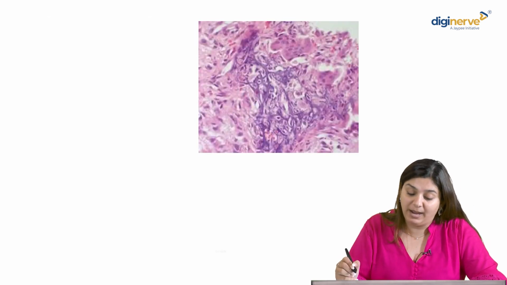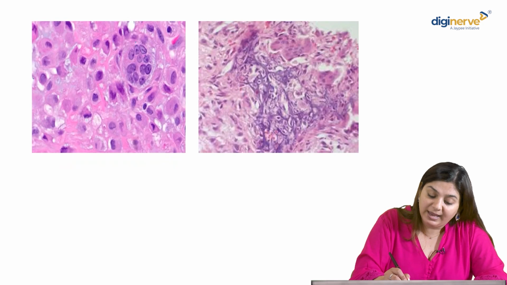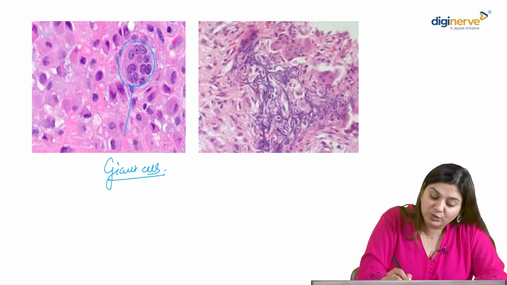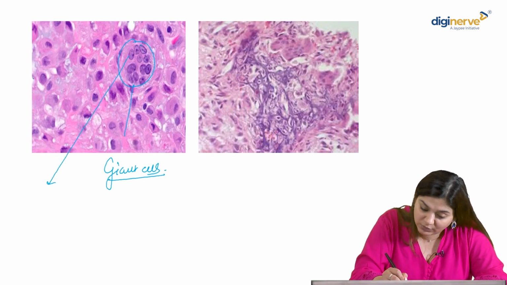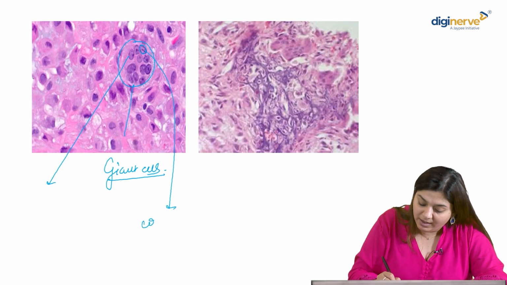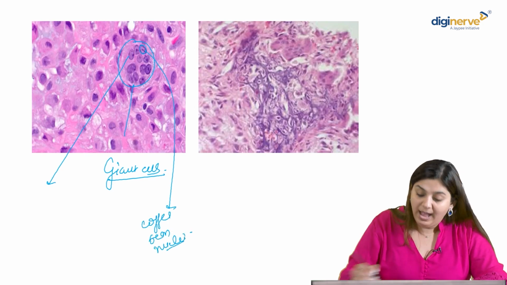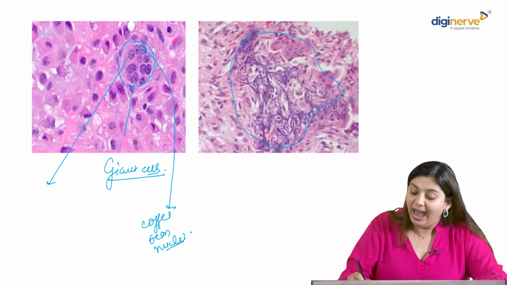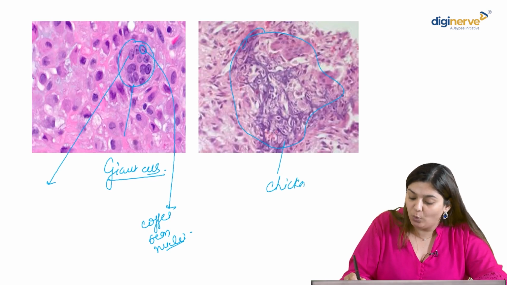Now if you see the microscopy of it, can you see all these are nothing but giant cells are present? And if you see these cells, can you see this grooving is present? So coffee bean nuclei are seen in it. And if you see this image, can you see this calcification? And this calcification is known as chicken wire calcification.